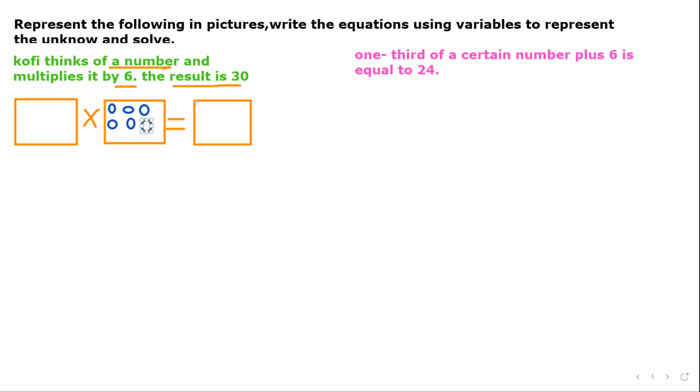The answer is 30. 1, 2, 3, 4, 5, 6, 7, 8, 9, 10, 11, 12, 13, 14, 15, 16, 17, 18, 19, 20, 21, 22, 23, 24, 25, 26, 27, 28, 29, 30. Okay, good.